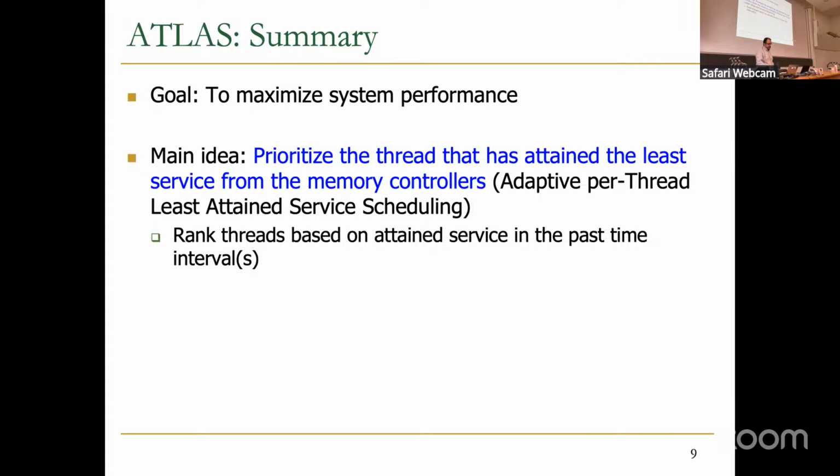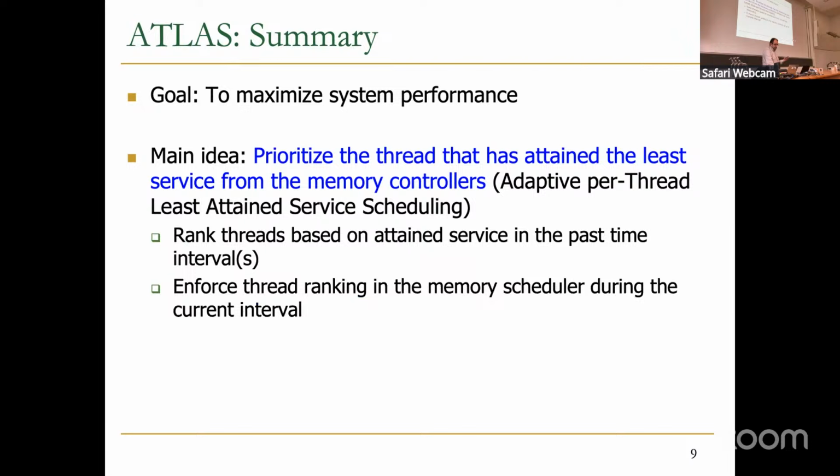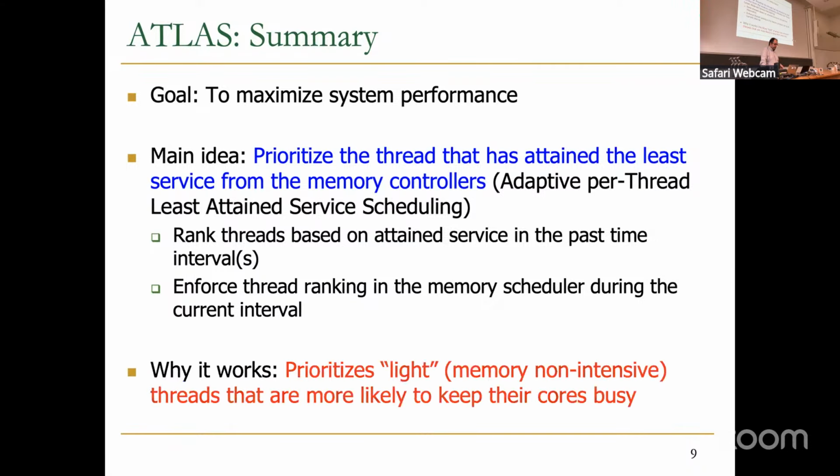So we rank threads based on the attained service in the past time intervals. We have some intervals such that for each interval we try to measure and estimate, and then we enforce thread ranking in the memory scheduler during the current interval. Essentially we chop the time into several intervals. In some intervals, we record how many accesses each thread has, and based on that we make a decision for the next interval, and we can keep doing that for different intervals to change the ranking.